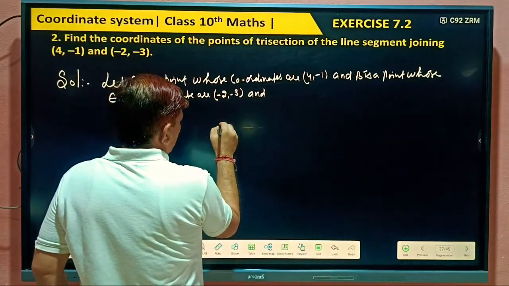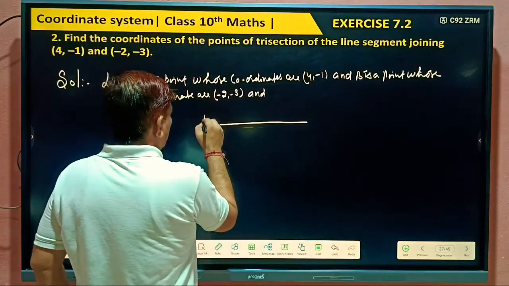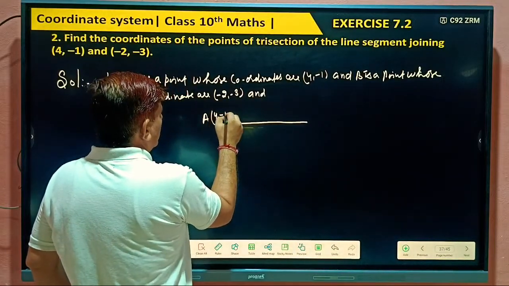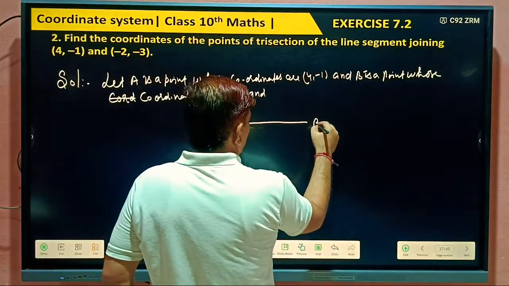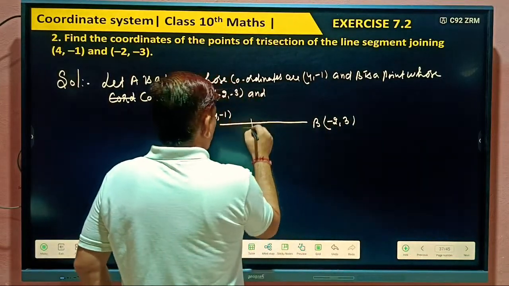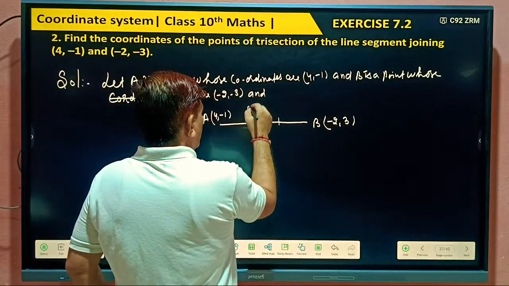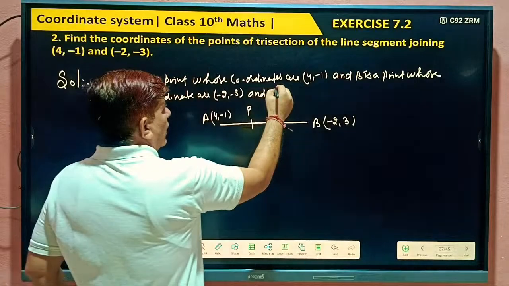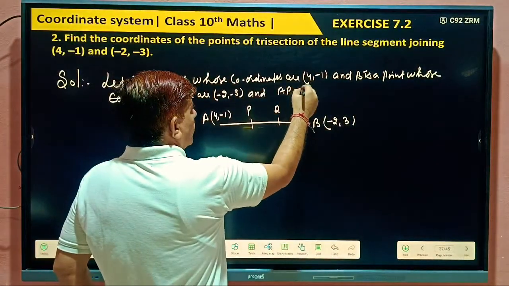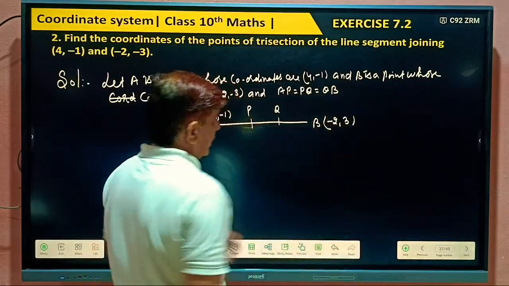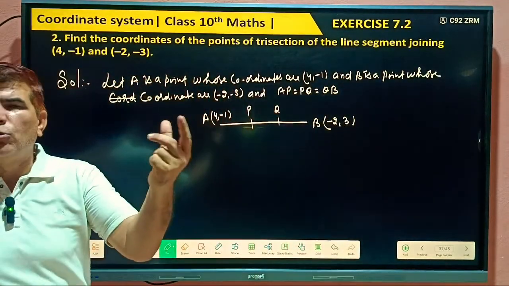We can say like this: we have this point A whose coordinates are 4 and -1. B is a point whose coordinates are -2 and 3. And this is point P, this is Q. AP is equal to PQ is equal to QB. So, trisection, or rather, divide into 3 equal parts.